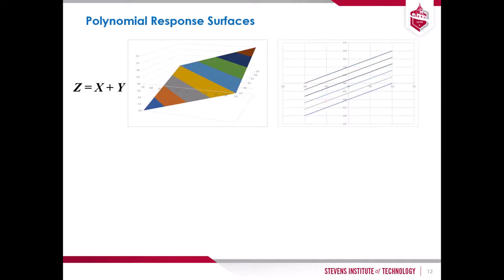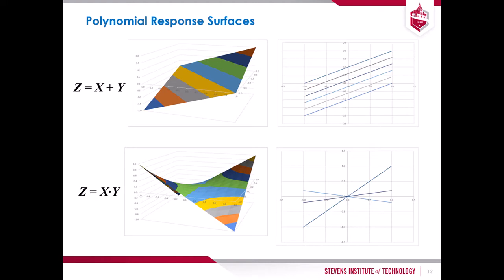So here's a graphical approach to what you can do with more complex surfaces. First of all, this is a multilinear model. It's just a plane in three-dimensional space, and here there are only two inputs. The interaction term gives you this kind of saddle shape.